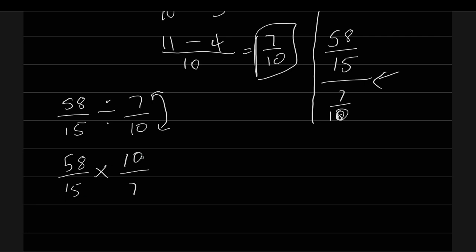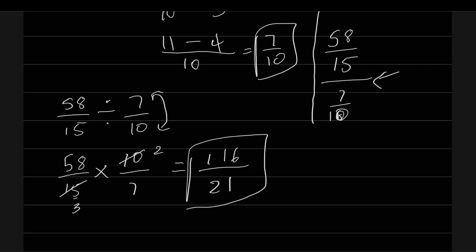We know we can divide 10 by 5 and 15 by 5. So 15 divided by 5 will give you 3. 10 divided by 5 will give you 2. And when you multiply that out, you will get a value of 58. That will give you 116 divided by 3 times 7, which will give you 21. And that is our answer for the first one when you simplify it. If you want, we can change it to a mixed number. We can leave it just like that. No biggie.